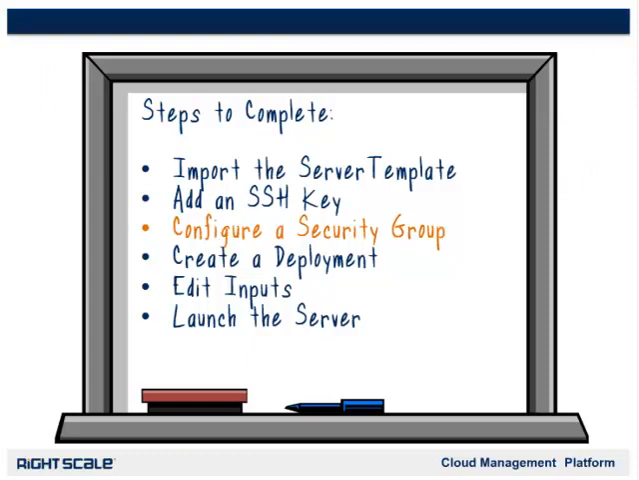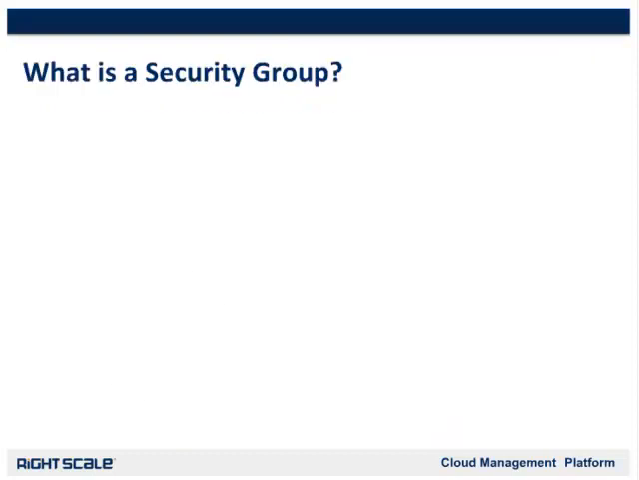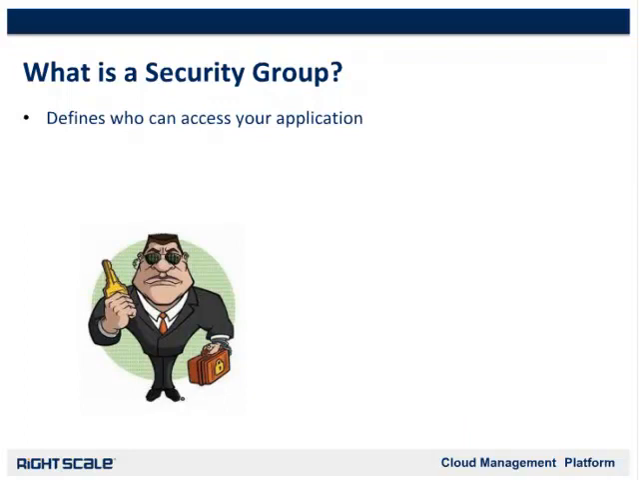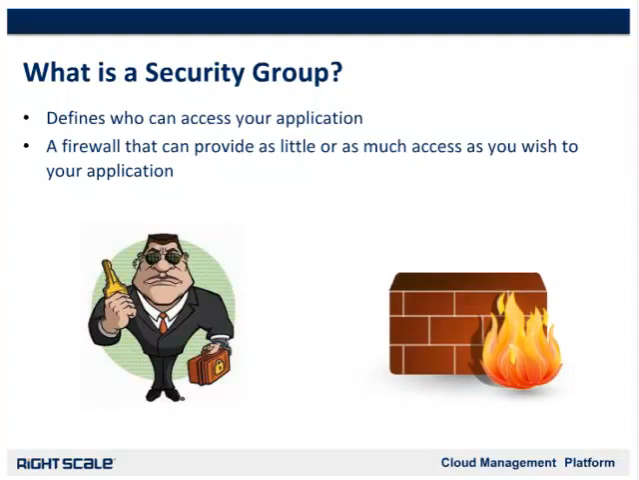Next, we will configure a security group. A security group defines who can access your application once it's up and running in the cloud. A security group is essentially a firewall that can be configured to provide as little or as much access as you want to clients accessing your application. By default, when you create a security group for an application, there are no permissions to access the application. You can think of that as a firewall that no one can get through until you add access. So, for our WordPress blog, if we just created a security group and didn't configure that security group, no one would be able to even view the blog.